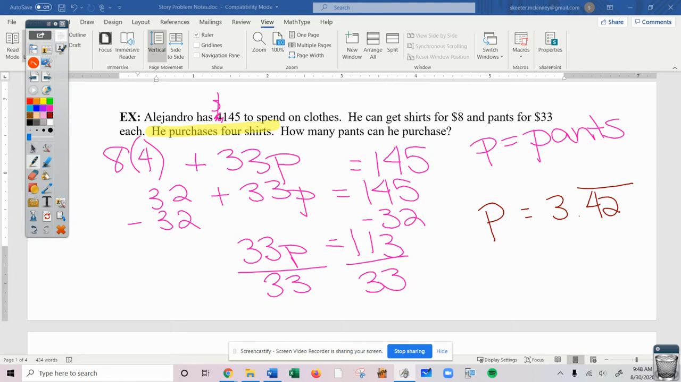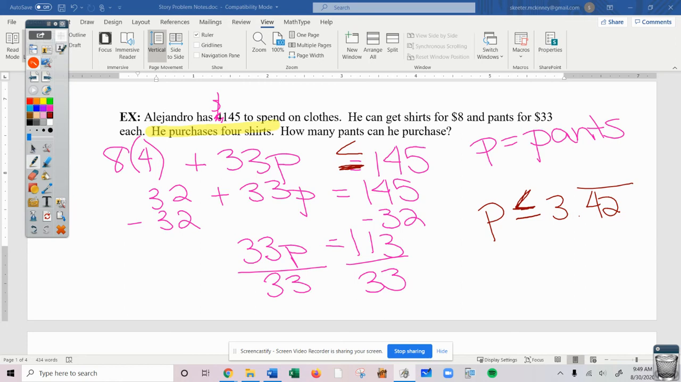But let's talk about what's reasonable, right? Alejandro can't purchase 3.42 repeating pants. That's ridiculous. Okay, so let's talk about what we do know. We don't just want to go back to basic math rounding rules. We want to know that Alejandro at most has $145 to spend. So at most, we said, was our inequality symbol of less than or equal to. So really, we need our P to be less than or equal to 3.42.